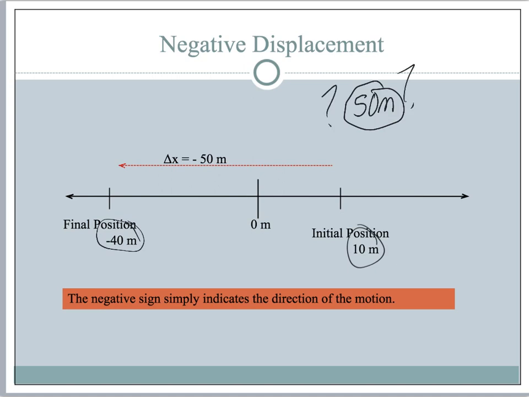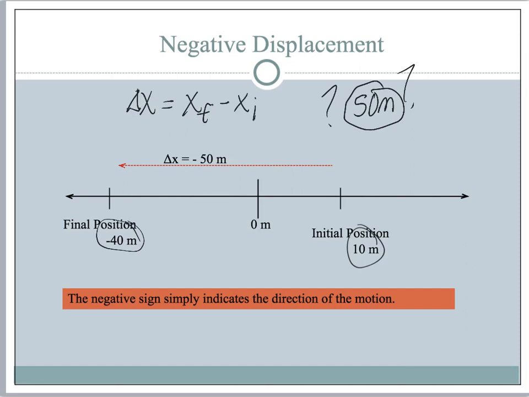Now, if you can't look at that and reason it out, think about it using the formula. Remember, we have delta x, which is our change in position, is equal to our final position minus our initial position. Well, what is our final position?